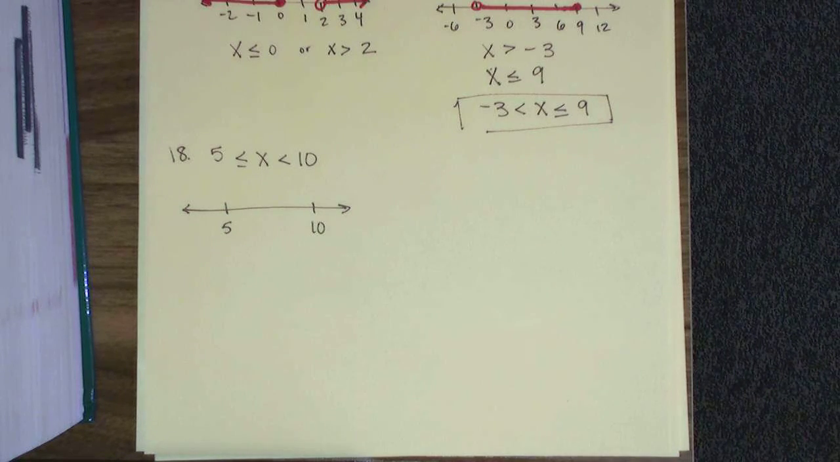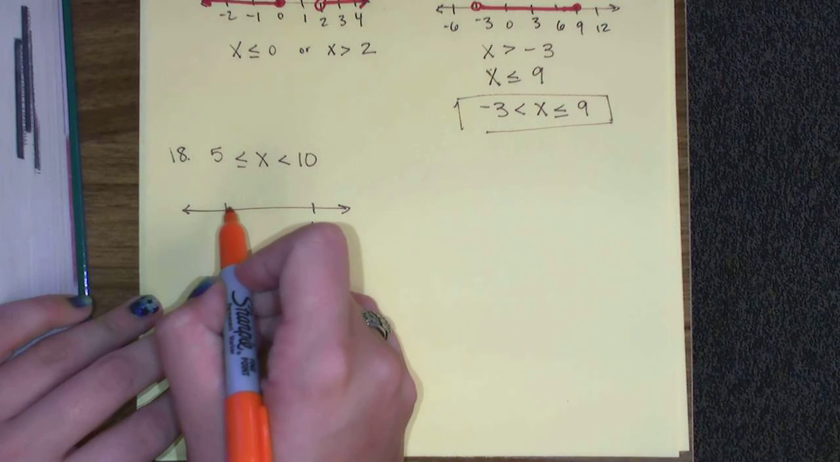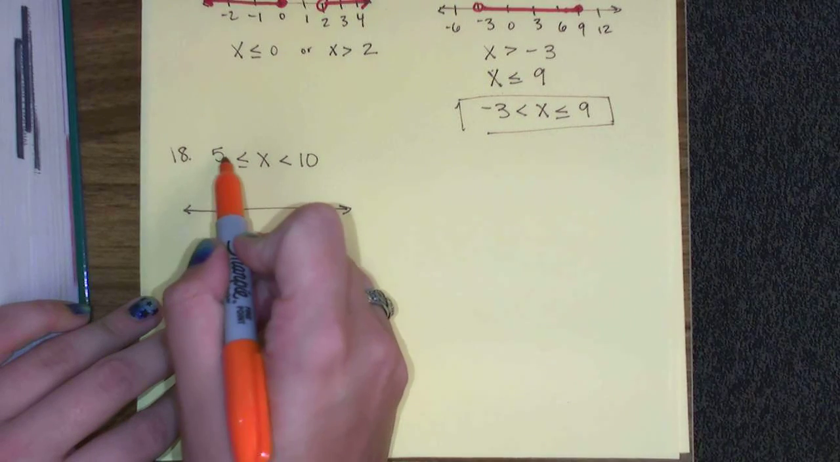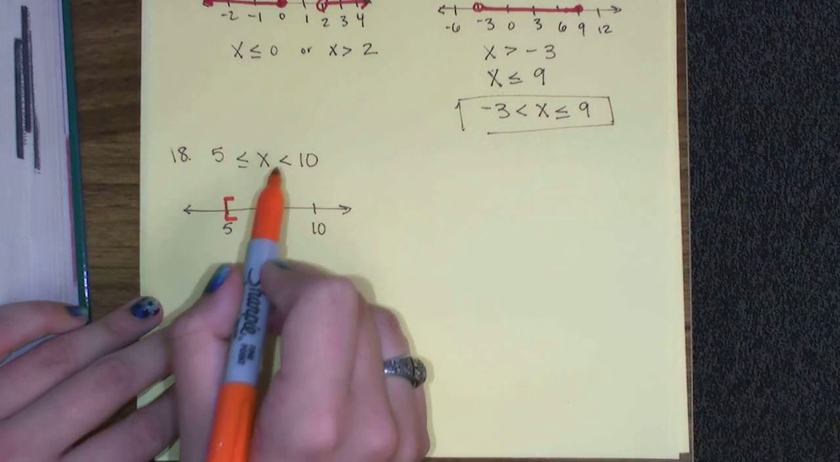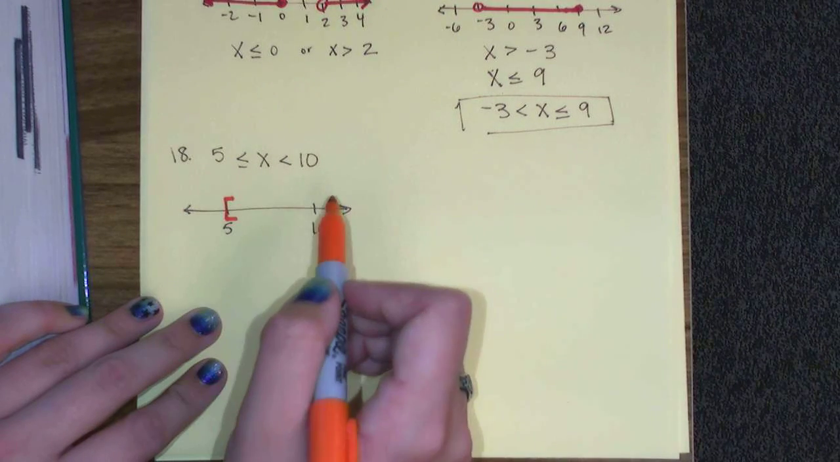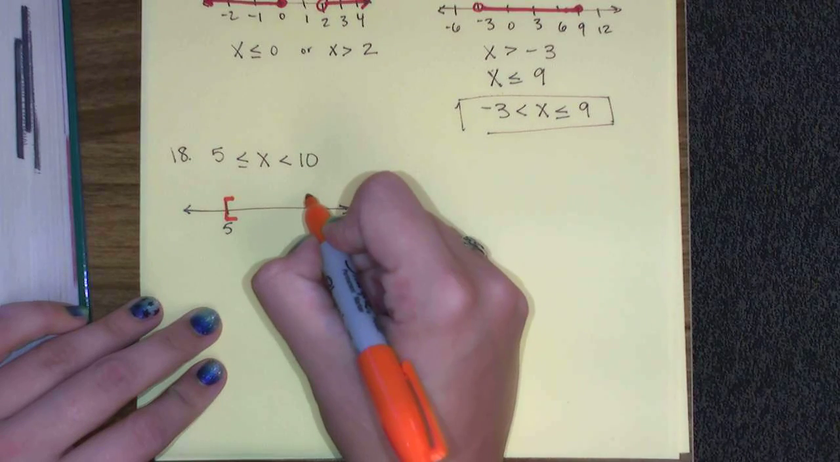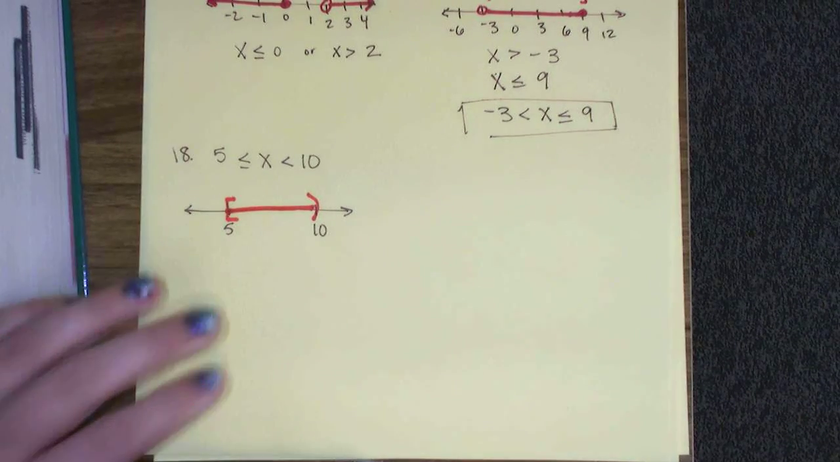Alright, so what direction are things going? Toward each other. So what do I put on the 5? It's a bracket, because x is greater than or equal to 5, so it's going to be a bracket going in. But then x is also less than 10, so what happens at the 10? Parentheses facing left. And we color it in the middle.